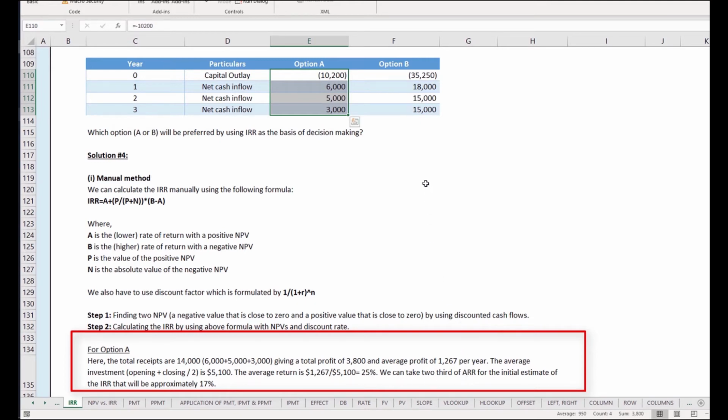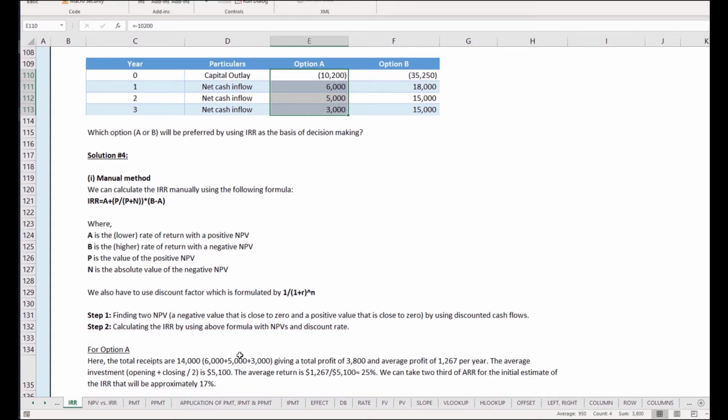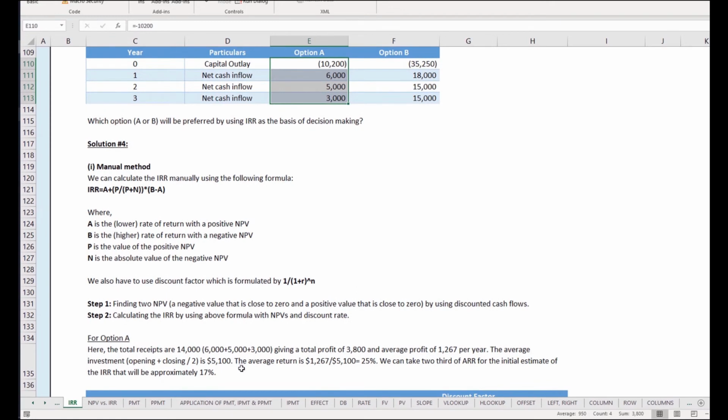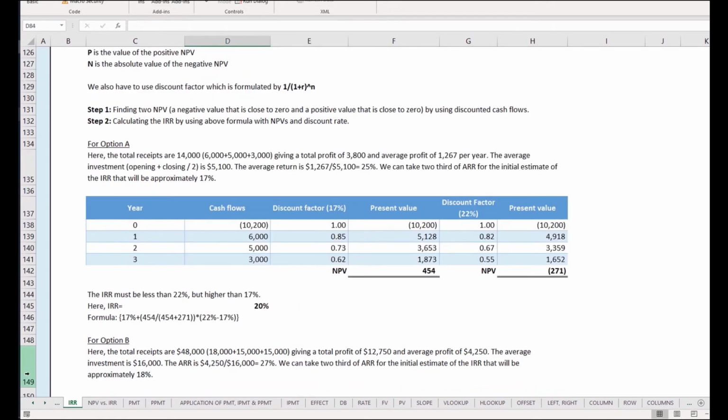We can take 2/3 of ARR for the initial estimation of the IRR. That will be approximately 17%. If we take 2/3 of the 25%, we get 17%. So we can originally just estimate the IRR. Then in our table, we can calculate the NPV as follows.